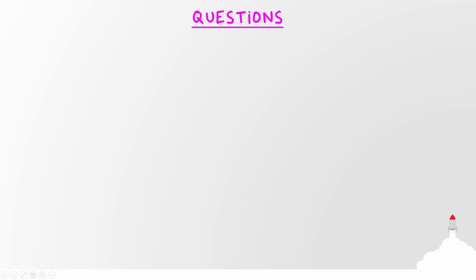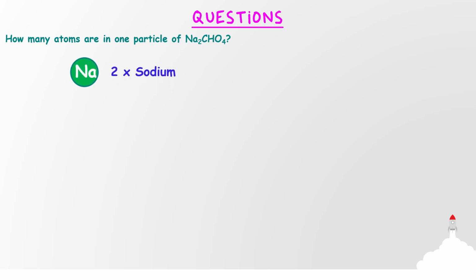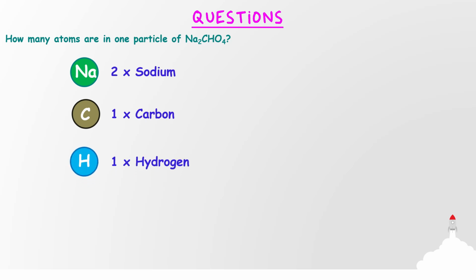Let's go through 2 questions. First question is, how many atoms are in 1 particle of Na2CHO4? There are 2 sodium atoms represented by the symbol Na, and it has a subscript of 2, which means we have 2 sodium atoms. We have 1 carbon atom shown by the symbol C. As there is no subscript, we know it's a single carbon atom. We have 1 hydrogen atom shown by the symbol H. Again, no subscript, so there is only 1 single hydrogen atom. And there are 4 oxygen atoms represented by the symbol O. And since it has a subscript of 4, that's why we know it's 4 oxygen atoms.